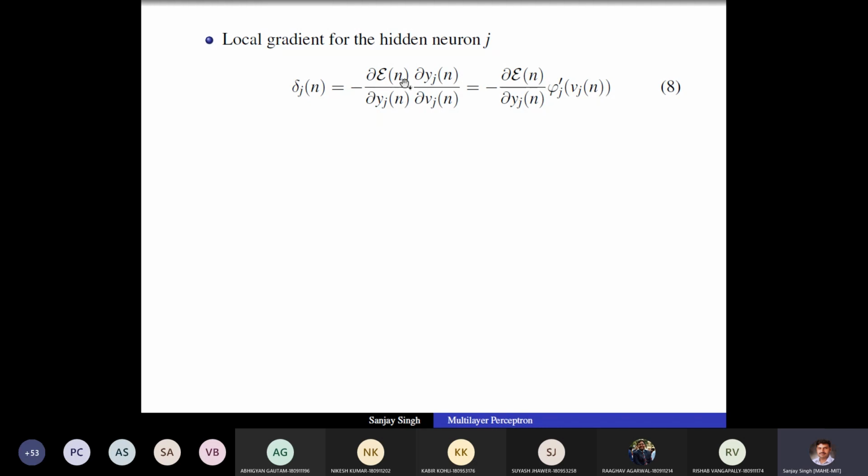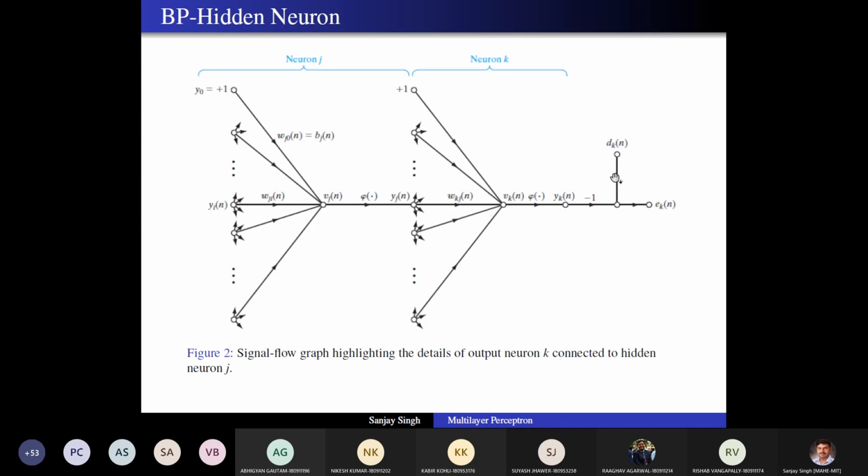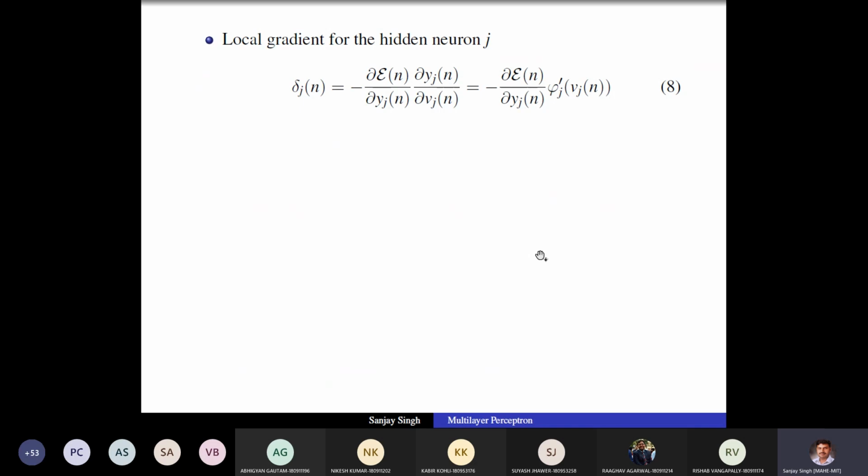So when I go for this, ∂E/∂Yj, because if you see, E is available here, Yj is available here. So directly you cannot jump from here to here. At least something should be in between, right? So how do I go about this? We'll see this relationship now.